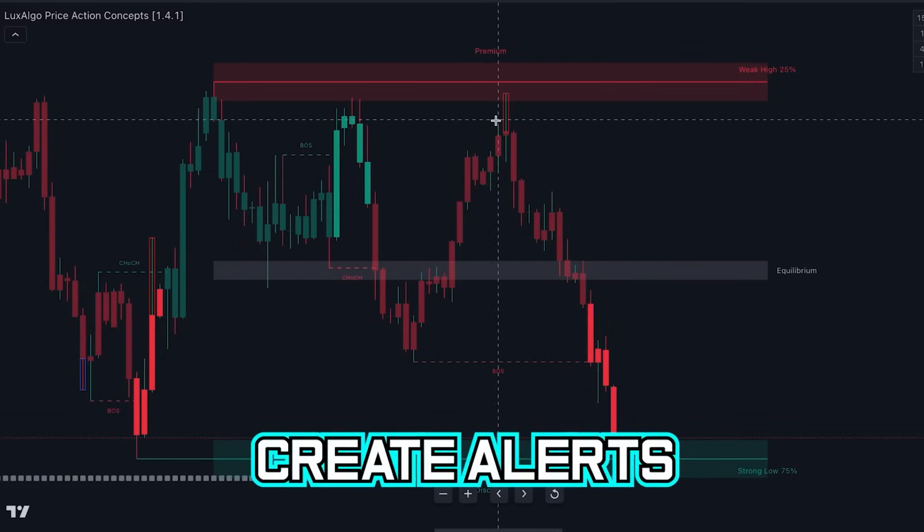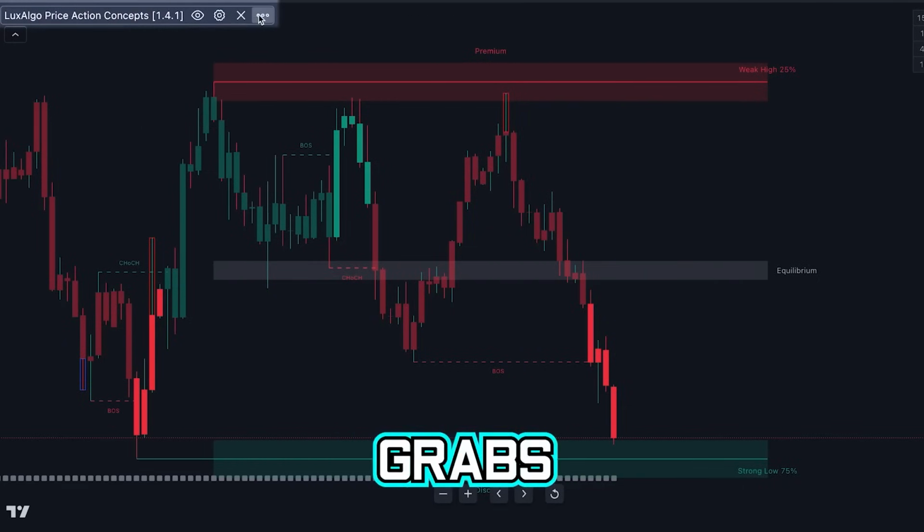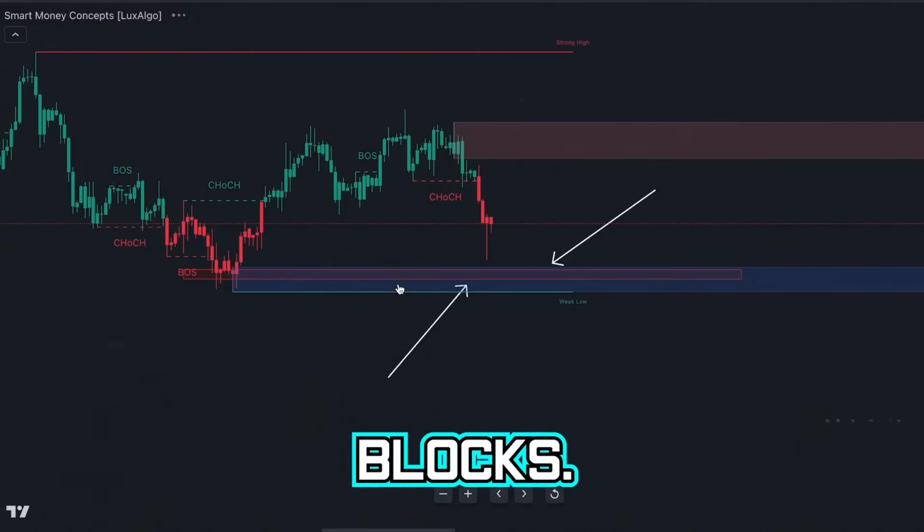You can also create alerts for these liquidity grabs, so you get a phone alert when these liquidity grabs are detected. Next, we can talk about breaker blocks.